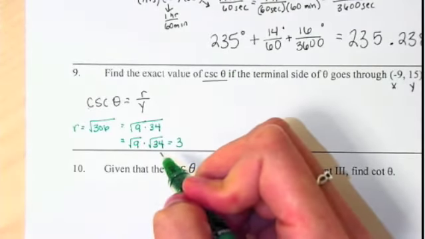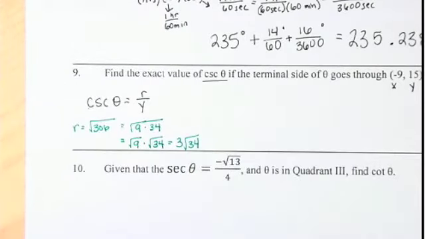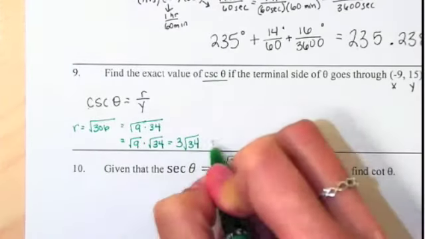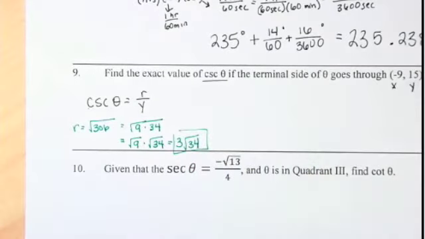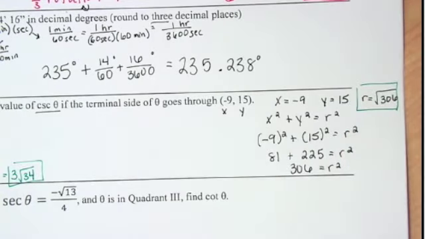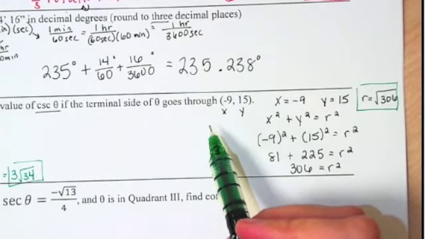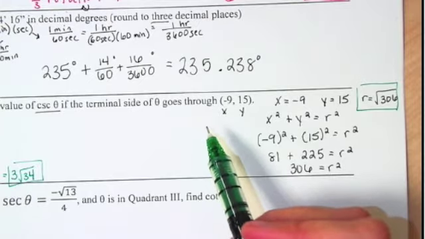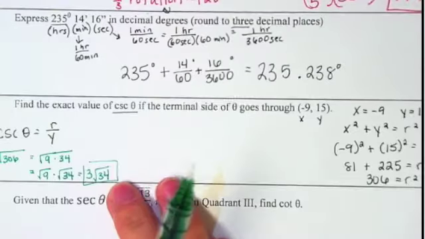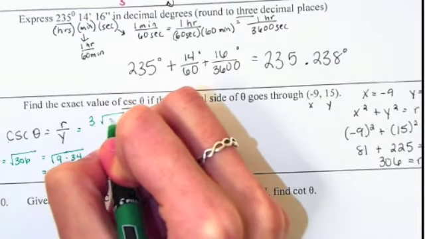Well, 34 is 2 times 17, 2 prime numbers. So it doesn't have any perfect square factors. So I just leave that as the square root of 34. So my r is 3 square roots of 34, or you could have left it as square root of 306. That's okay, unless I specify. I didn't specify to rationalize or to simplify the square root, so I won't require you to, unless it says so. But I'm going to write it as 3 square roots of 34.